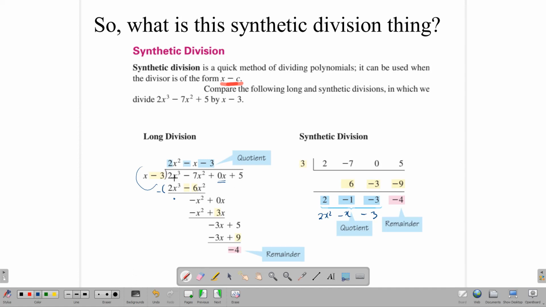So the coefficient of the x cubed is 2. Notice that we have the 2 here. The coefficient of the x squared is negative 7. Notice that we have put it here. There is no x term, so we put a 0 for the x term, and we write the 5.